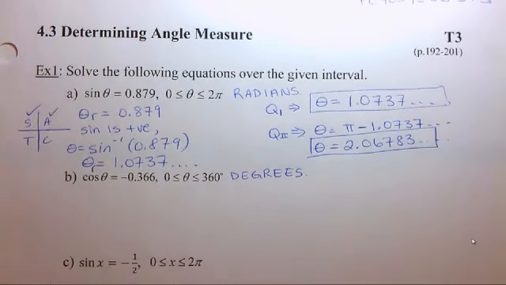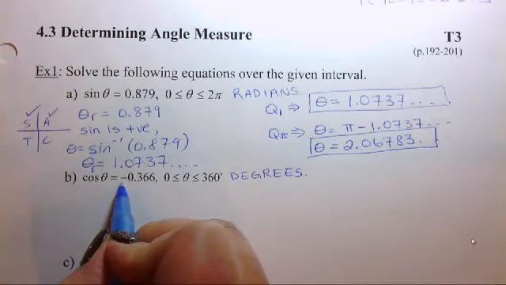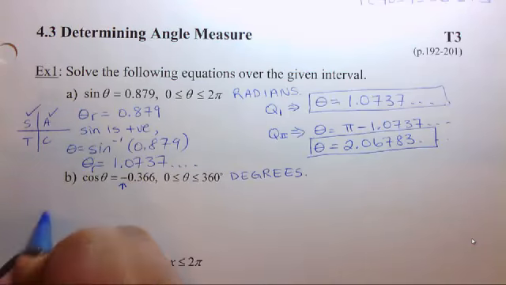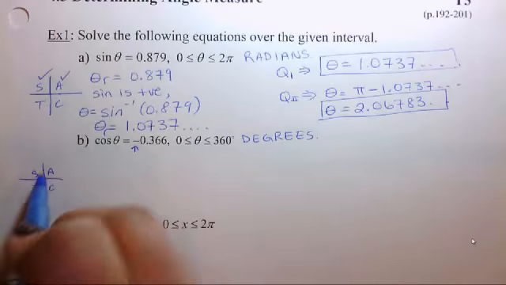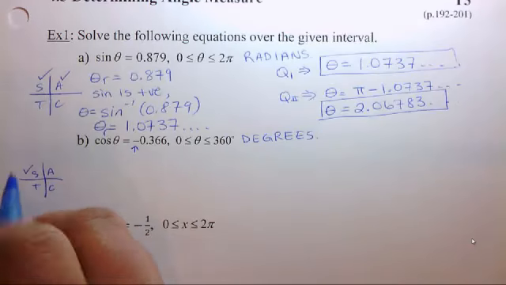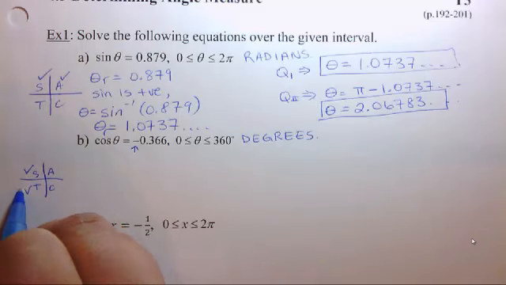The second example here looks at the same idea. Instead, our domain's given in degrees, so we should give our answer in degrees. Here we're given cos is negative, so in which quadrants is cos negative? We've got our CAST rule that we can look at, and they're all positive here, so we're going to have cos being negative here and here. So this is in quadrant 2 and 3.